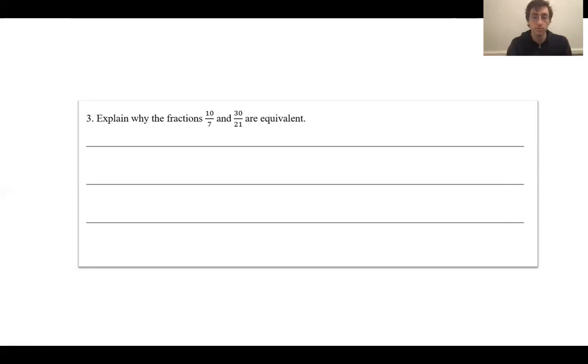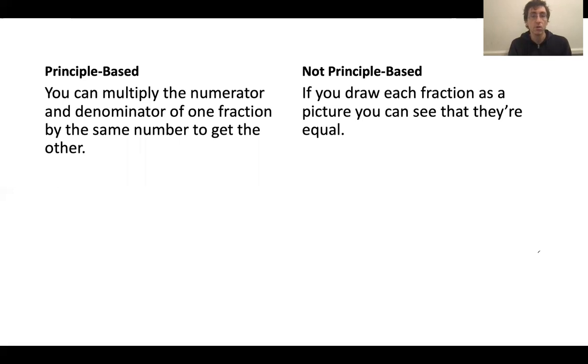Okay, and now let me share what I came up with when I did this. So I think a not principle-based explanation might be if you draw each fraction as a picture, you just happen to see that they're equal, which might be true, and certainly shows some understanding, potentially. But I think that's not principle-based. I think a principled explanation might go like this. Oh, you can multiply the numerator and denominator of one of these fractions, 10/7, what was that, 10/7? Yeah, 10/7 by 3, and you can get 30/21. That's what it was, right?